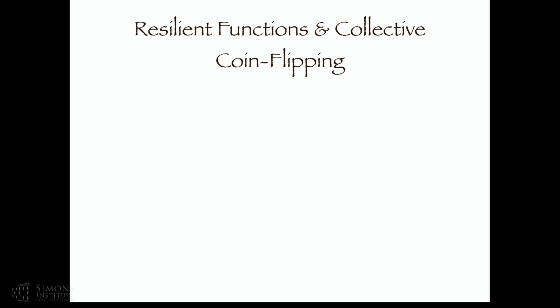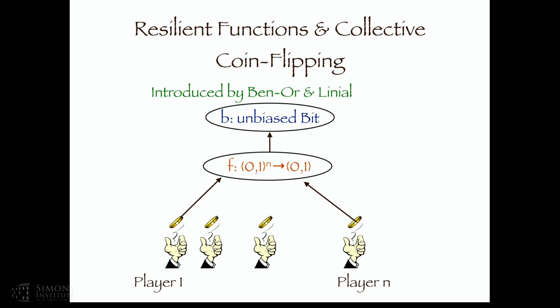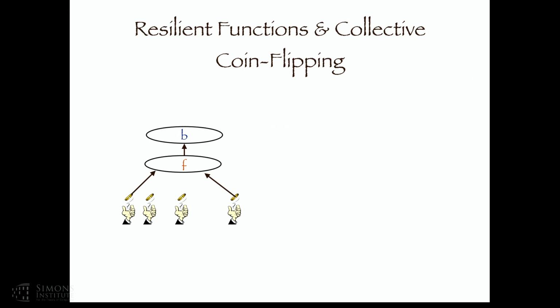The final ingredient that we'll need is resilient functions. The best way to motivate this is through a coin flipping game, introduced by Ben-Or and Linial. Suppose you have n players who are flipping coins and sending them to a trusted authority, who applies a function f to output a bit b, where all of the players are convinced that it's an unbiased bit. If everyone is playing honestly and sends uniform bits, f could just pick one of the players or apply parity. It could basically do anything.